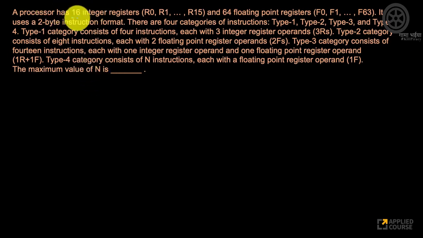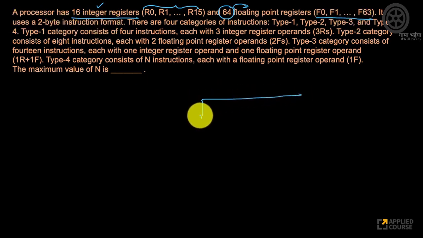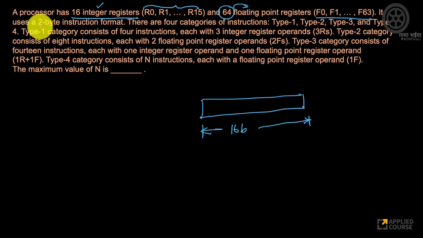A processor has 16 integer registers. So it has 16 registers which can store integer values, and 64 floating point registers. These registers can store floating point numbers, right? It uses a 2-byte instruction format, which means the instruction is 16 bits long, right? My instructions are in 2-byte instruction format. There are 4 categories of instructions: type 1, type 2, type 3 and type 4.